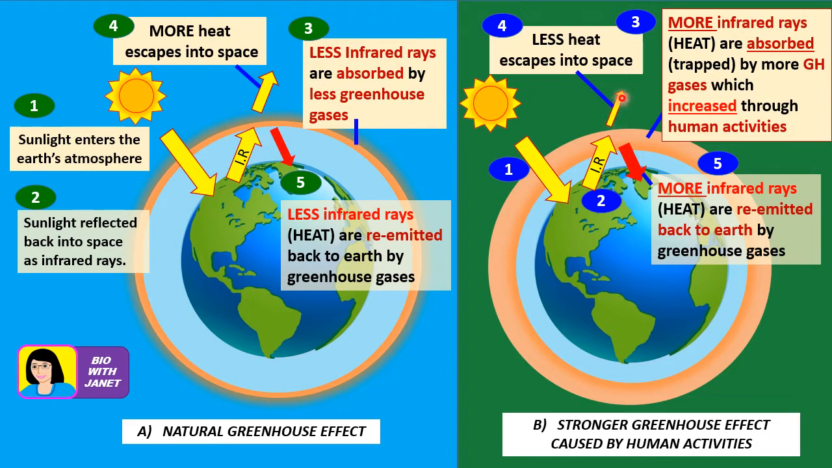So you can see here, the heat that escapes into space was more in the past, and now it's less. The heat that's trapped is more, and the heat that's emitted back to Earth by the greenhouse gases is small compared to the olden days. Okay, so what is the effect of all this? Well, the Earth's temperature will increase, so global warming will occur. And then when global warming occurs, it causes climate change, which we'll discuss further, right?